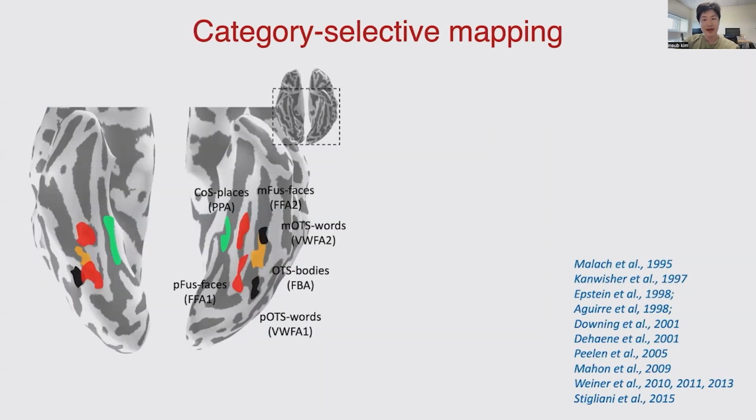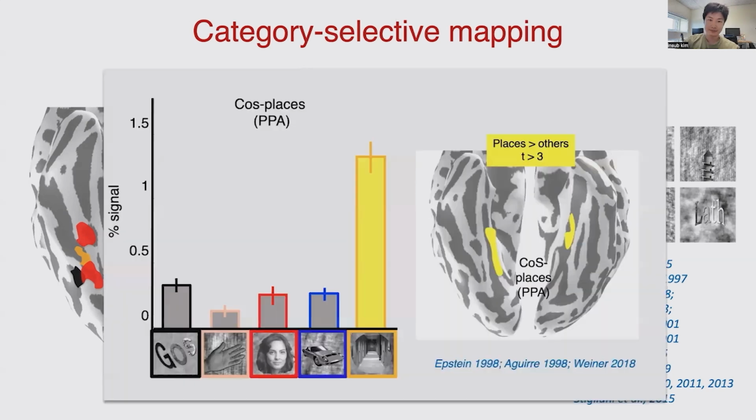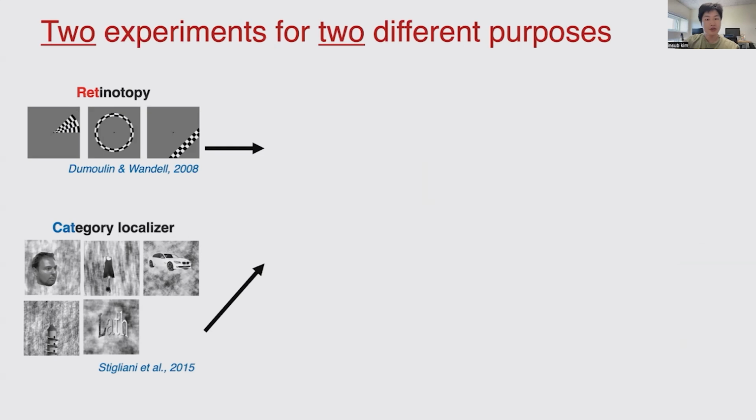Additionally, there are category-selective maps in the ventral temporal cortex, which are regions of the brain that respond more strongly to a handful of categories than other visual stimuli. To map these regions, stimulus sets are designed to include images of faces, bodies, places, objects, and words. By contrasting the fMRI responses elicited by one category to the rest, we can obtain category-selective visual regions. In this example, we are showing a CoS-places area by contrasting places to all other categories. So there are two different experiments because each experiment is targeting different visual properties along the visual hierarchy.